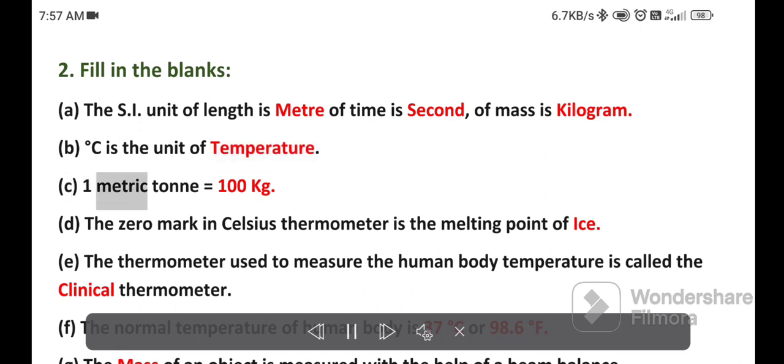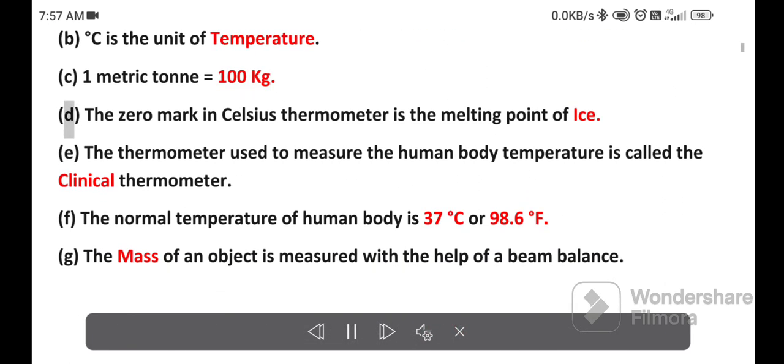C. 1 metric ton is equal to 1000 kilograms. D. The zero mark in Celsius thermometer is the melting point of ice.